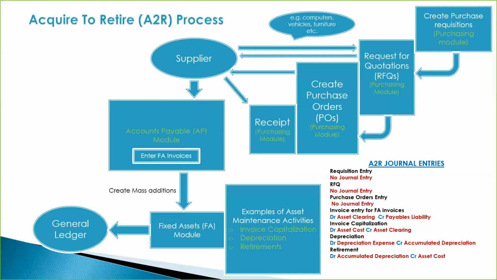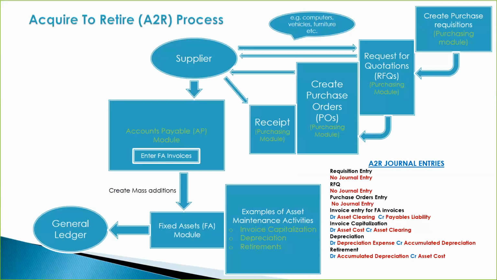Remember, in the procure to pay cycle or process, when you enter an invoice, the debit is usually the expense item, and then credit payables liability. But in this case, with the acquire to retire process, I said when you enter capital invoices at the distribution line level, you would have to enter an asset clearing account instead of an expense account. So when the journal entries are generated by the system, a debit will be for asset clearing and then a credit will be for payables liability.